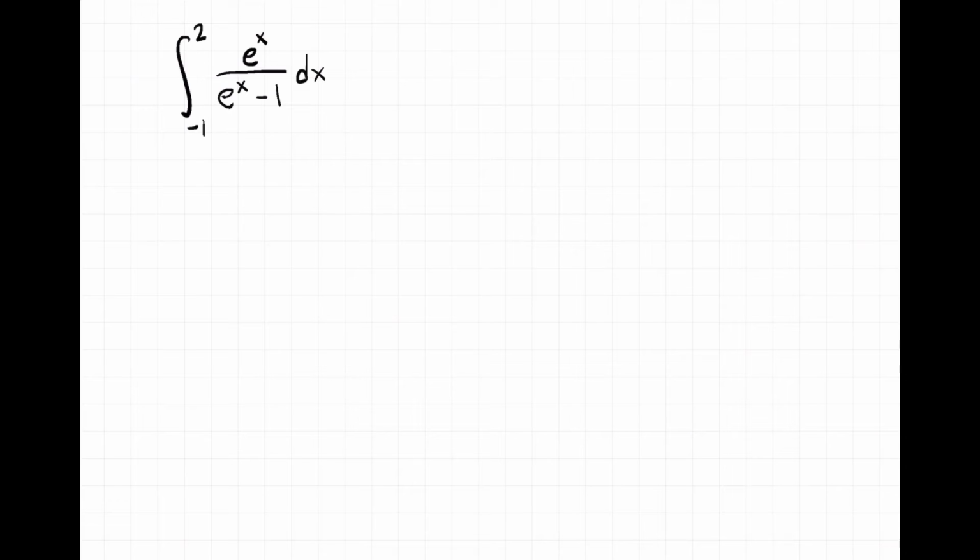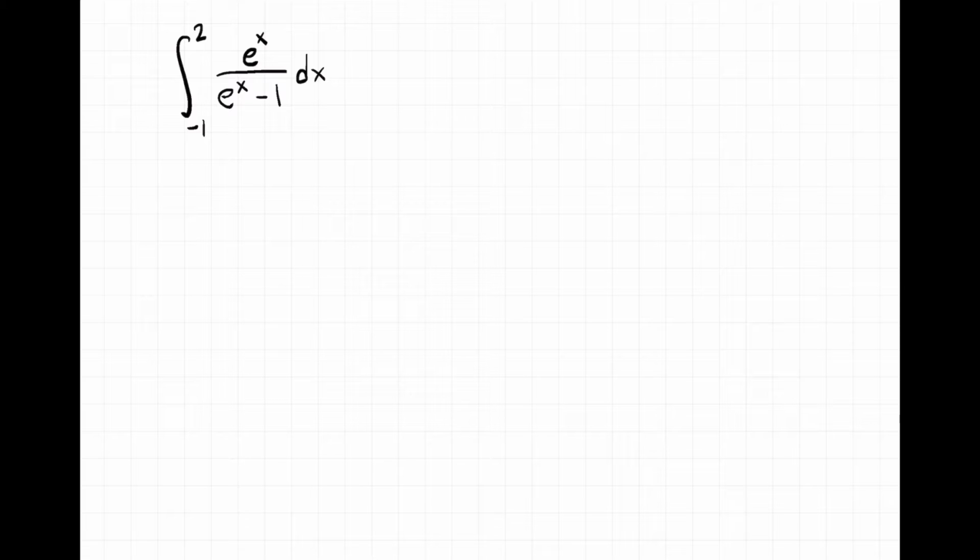Here's another example of an improper integral of type 2, an integral that looks like an ordinary definite integral with finite bounds, but it turns out the function is discontinuous somewhere in the interval that you're integrating over. Let's find the integral from -1 to 2 of e to the x over e to the x minus 1 dx.